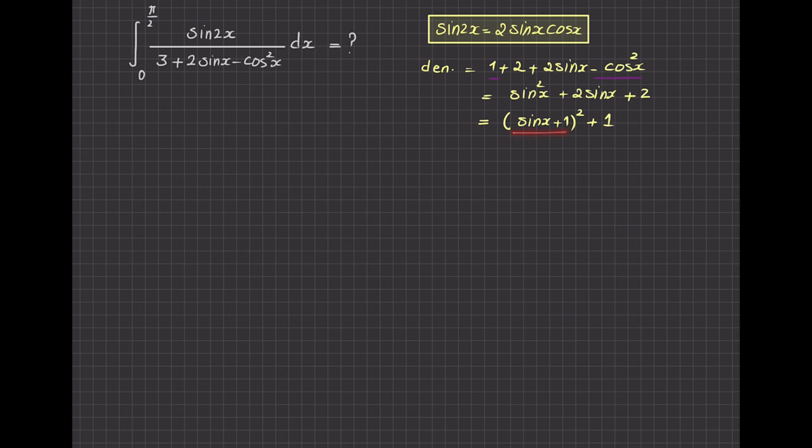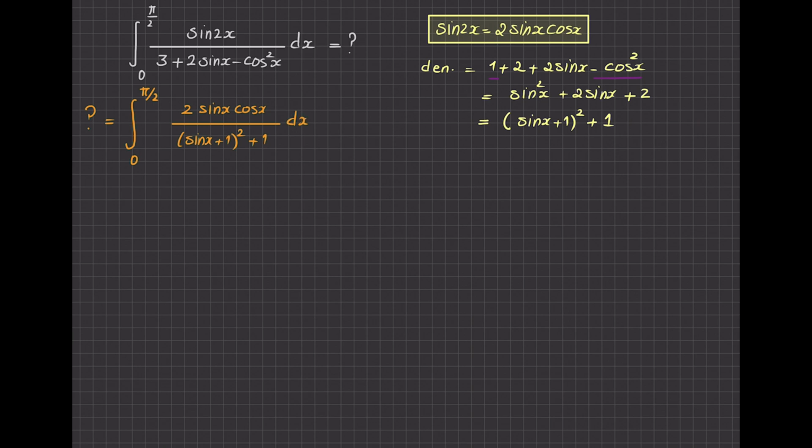Let me expand this one. The first one squared will give me this term. 2 times the first one times the second one will give me this middle term. Then I will have 1 squared and another 1 here, so I get my 2 back. So what I have done is completely correct. Then I go to the question mark here. This is equal to the integral from 0 to pi over 2. In the numerator, I write 2 sine x d cosine x, and in the denominator, I just write sine x plus 1 squared plus 1, and then I have my dx here.